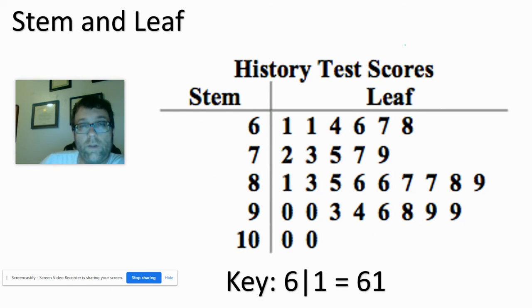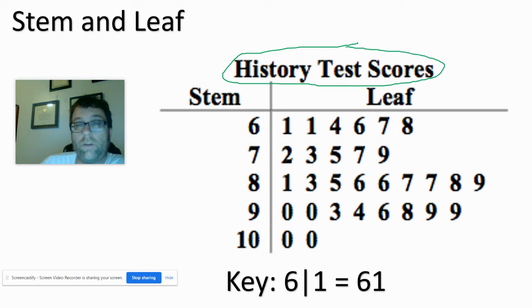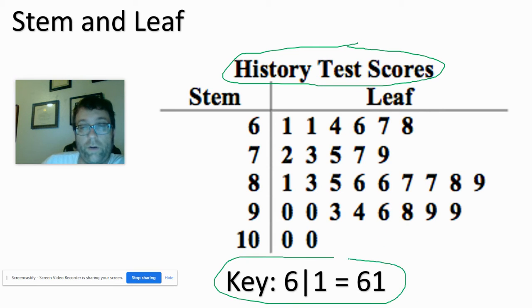Next graph. Stem and leaf. Again, you have a title up top. This is a history class and the test scores the students received. Stem and leaf plots will also have what is called the key, that's on the bottom here. That tells you that the numbers 6, line 1 equals 61. So this right here, this 6, this 1, that equals 61. Knowing that, you can figure out what all the other numbers are. That means this 6, and let's say the 4, is 64.